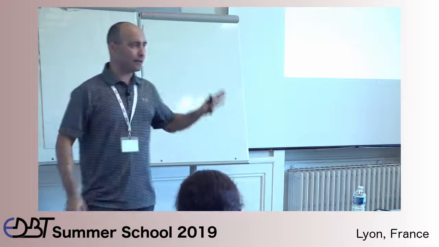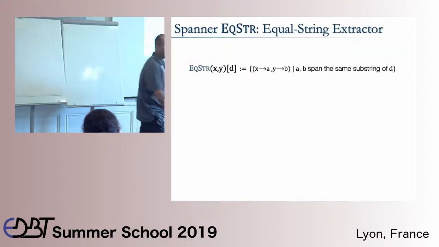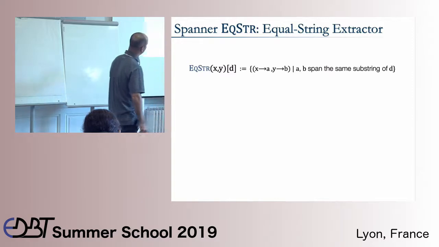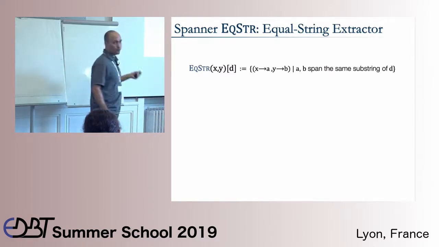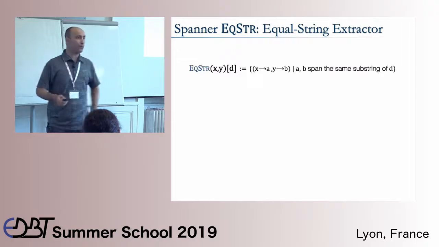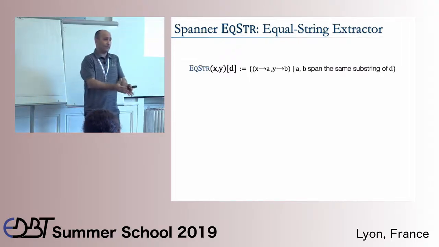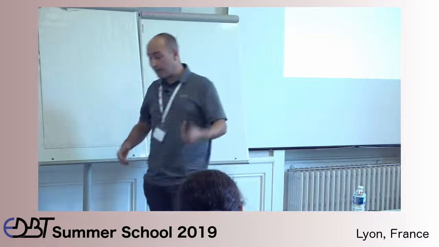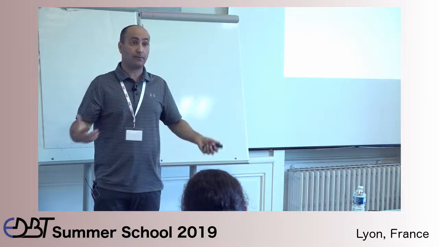Another one that I need to define, because we'll be building these languages or these formalisms by composing different spanners on top of each other, is the equal string spanner. It basically adds to regular expressions an important capability that automata and regular languages do not have, which is identifying that two spans correspond to the same string. They span the same string.